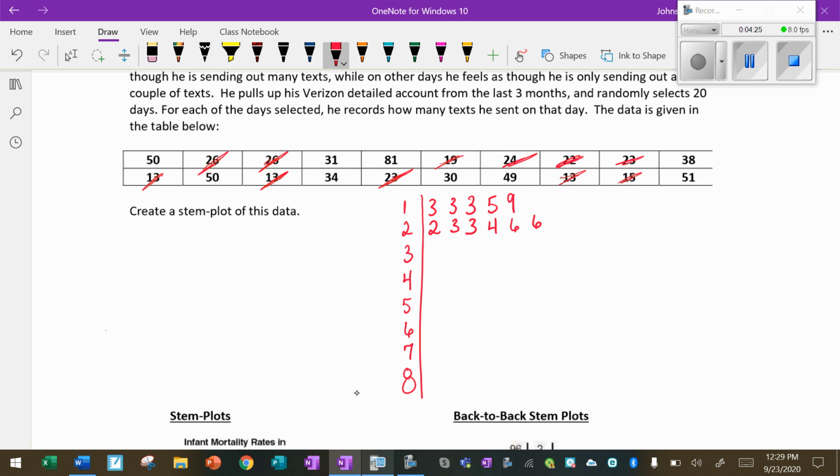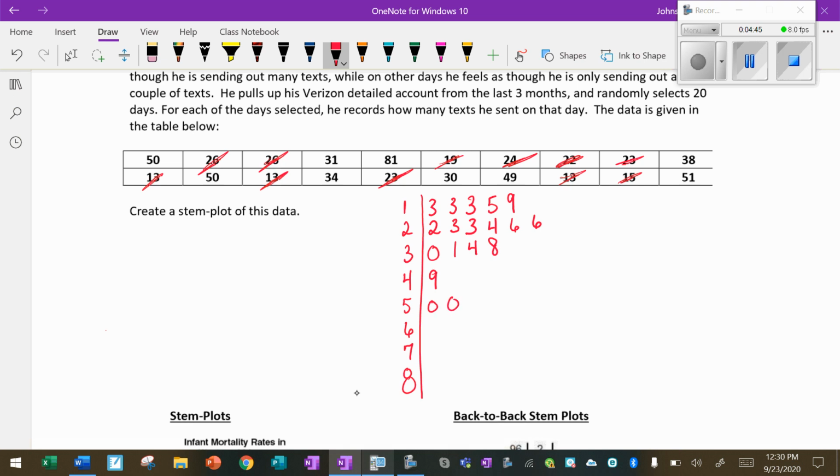So now we go to the 30s. What do we have for 30? We have 30, 31, 34, and 38. So 0, 1, 4, 8. Then we go to the 40s and we have 49. We go to 50 and we have 50, 50, and 51.